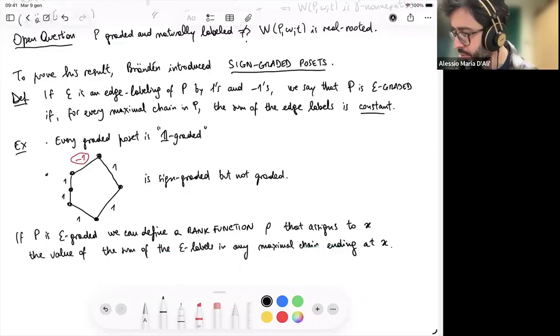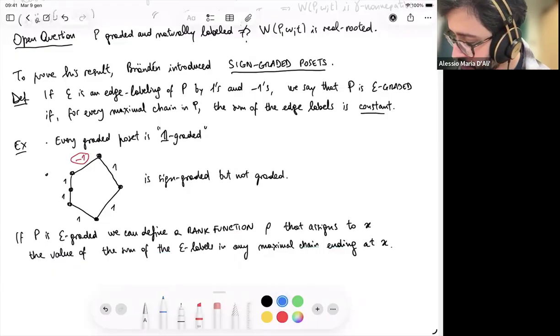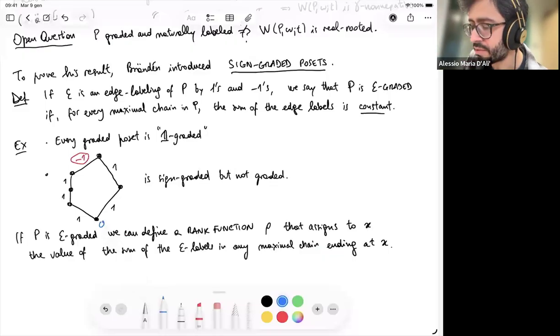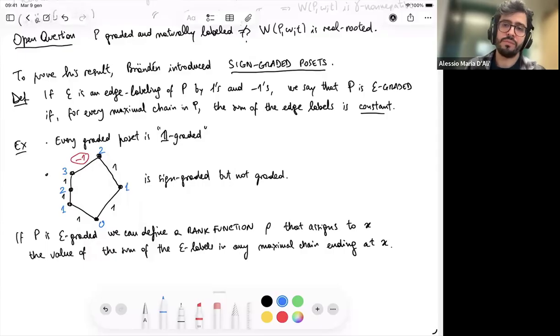So for instance, in the example I just showed you, you could say that this one has rank 0, this one has rank 1, this one has rank 2, this one has rank 3, this one has rank 2 again, and the missing one has rank 1. So you can do that because you have this property. If I just gave you any labeling, this might not work. And sign grade is a bit more than what you need to do this, but that's fine.